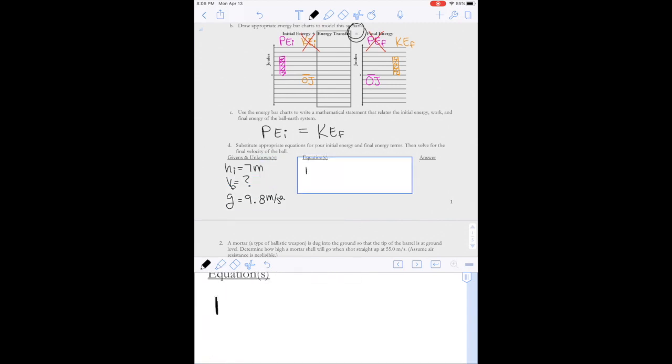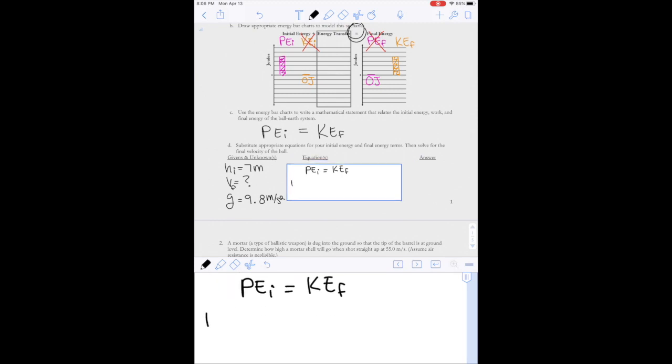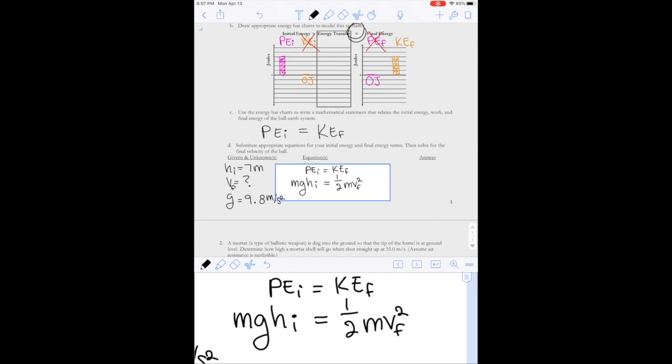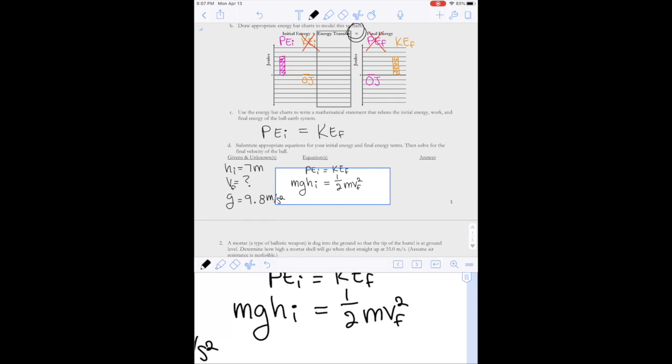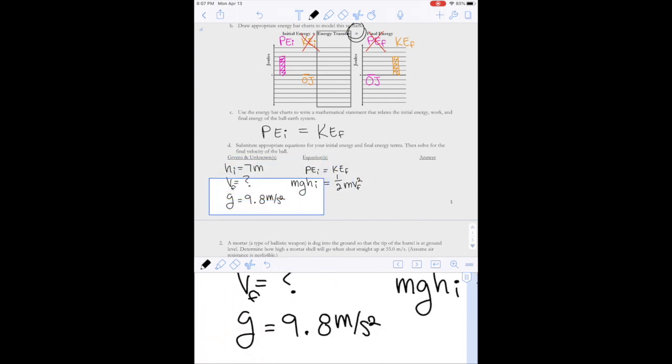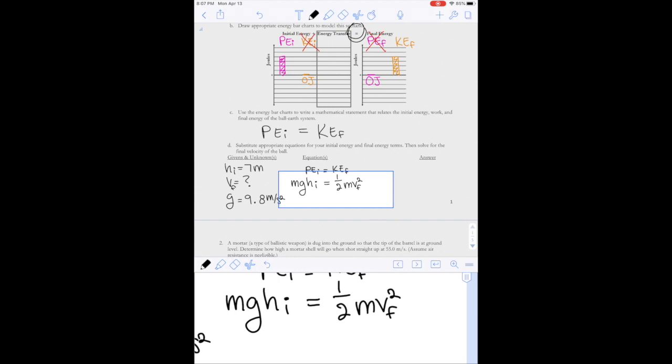Okay. I also know that gravity is going to be 9.8 meters per second squared. All right, now I'm going to go ahead and plug in my equation. So potential energy at the beginning is equal to kinetic energy at the end. Instead of potential energy, I'm going to plug in my potential energy equation using an I for height because this is our initial height. And then same thing with kinetic energy using an F for velocity because it's our final velocity. All right, so now I'm looking at my equation and everything that I know, and I'm noticing that I don't know mass.